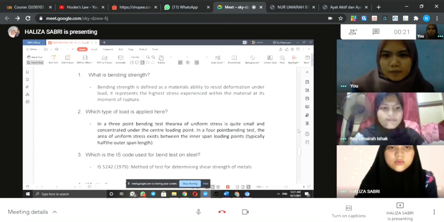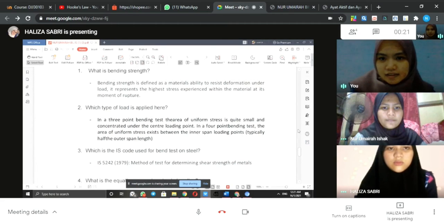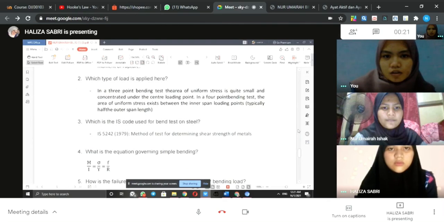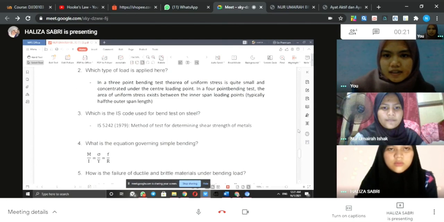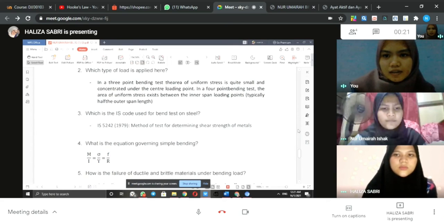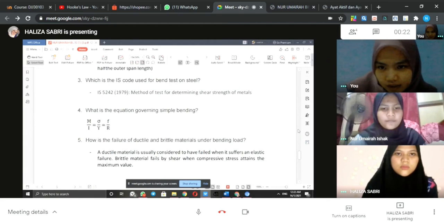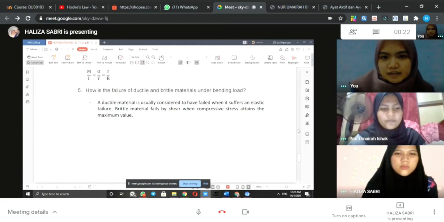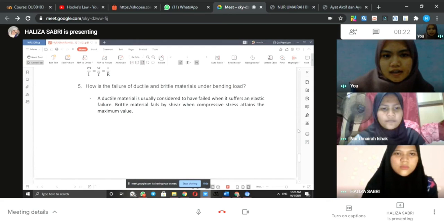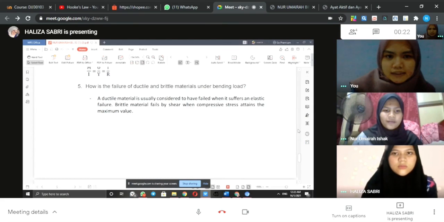It represents the highest stress experienced within the material at its moment of rupture. Next, in a 3-point bending test, the area of uniform stress is quite small and concentrated under the center loading point. In a 4-point bending test, the area of uniform stress exists between the inner span loading points, typically half the outer span length. A ductile material is usually considered to have failed when it suffers inelastic failure. Brittle material fails by shear when compressive stress attains the maximum value.